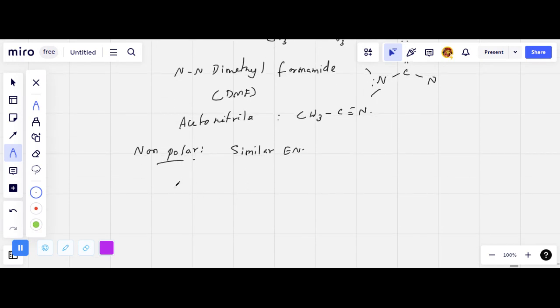So examples for non-polar are hexane, toluene, chloroform, benzene, there are many. Okay, chloroform, benzene. So these are all non-polar solvents. Okay, so due to similar electronegativity, the bonds lack charges, and thus it is called non-polar. Since the electronegativity is similar, there is no possibility for a dipole moment. So poles will not be there.